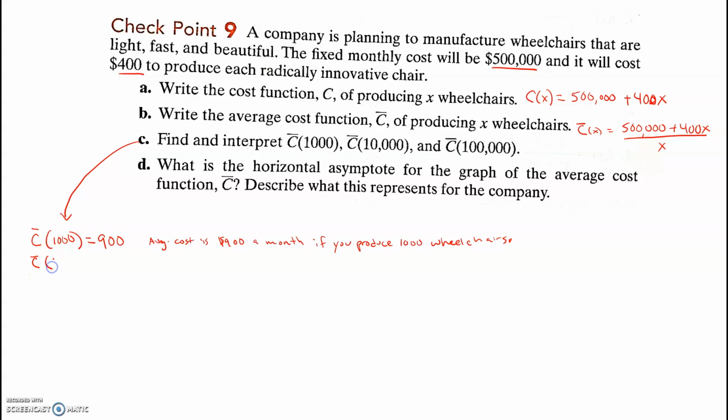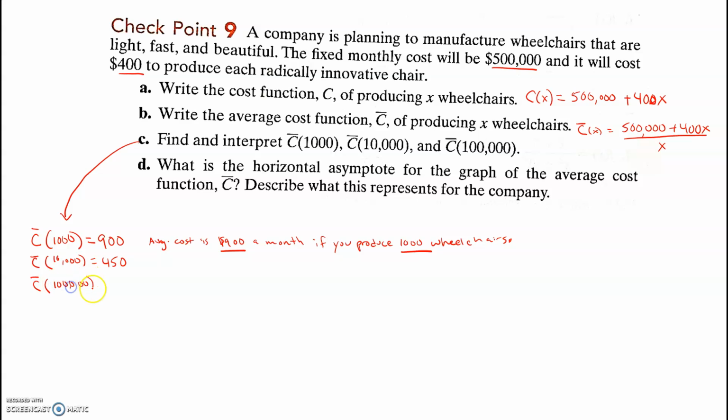Your average cost for 10,000: again, we're just going to plug this in. If you plug it into your cost function, you should get 450. The only thing that's going to change there is the average cost is 450 a month if you produce 10,000 wheelchairs. I'm not going to write that out every time. As long as you write it once and understand what part's changing, I'm okay with that.